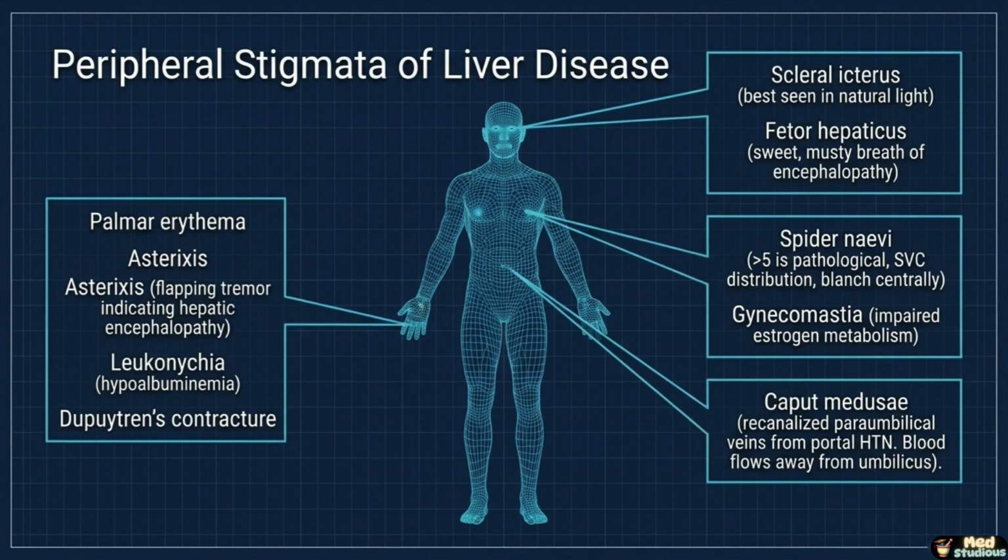And on the abdomen, caput medusae, recanalized paraumbilical veins from portal hypertension, has blood flowing away from the umbilicus, the opposite direction from the abdominal wall veins seen in inferior vena cava obstruction, a classic discriminating point examiners test directly.